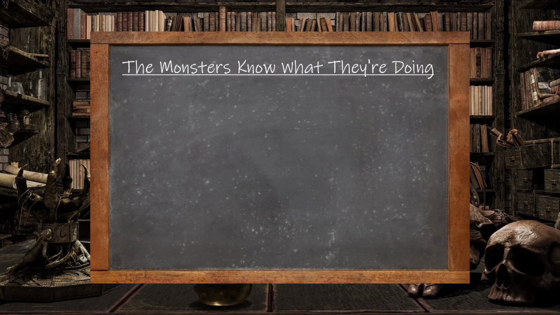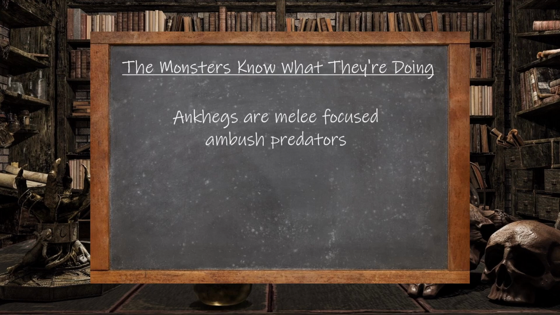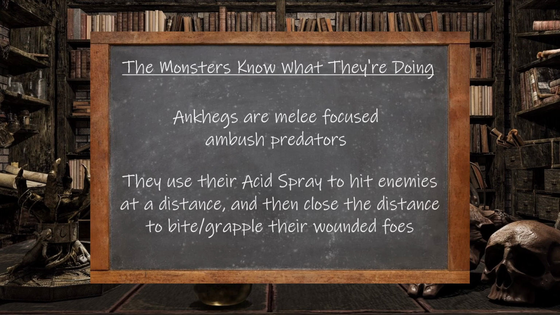Comparing that examination to the assumptions we put forward, we can deduce that Ankhegs are melee-focused ambush predators that use their burrowing nature to rise from the ground and surprise their prey. They'll use their acid spray to hit enemies at a distance, and then, while that is recharging, they'll close the distance to bite and grapple their wounded foes, focusing down grappled enemies first in order to bite with advantage.